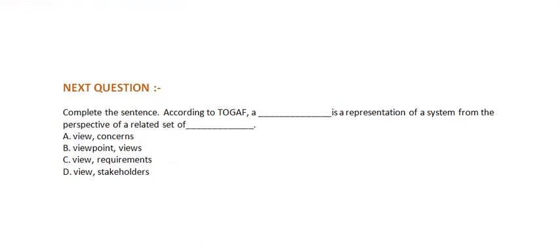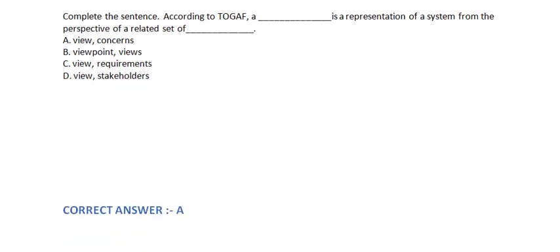Next question is: complete the sentence. According to TOGAF, a dash is a representation of a system from the perspective of a related set of dash. Option A, view concerns. Option B, viewpoints and views. Option C, view and requirements. And option D, view and stakeholders. The correct answer is option A.